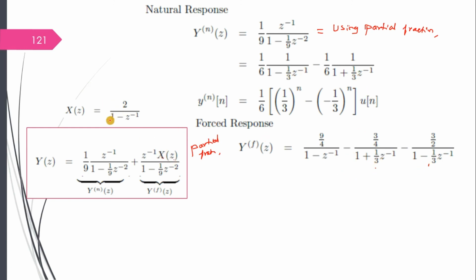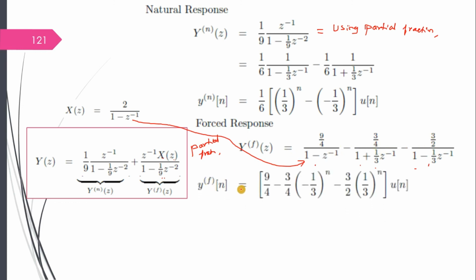This X(z) is contributing this factor 1 minus z^-1, that is here. So from here I've taken it here, and this thing will contribute these two factors, and by taking its partial fractions, A value is 9/4, B value is minus 3/4, and C value is minus 3/2. This is the partial fraction answer. So if I take its inverse, what do I get? 9/4, and 1 is here, so you can either write it or skip it, it doesn't matter, you can just write u[n]. Minus 3/4, plus is here, that's why (minus 1/3)^n, and here minus 3/2, minus is there, (1/3)^n, whole is equal to u[n].